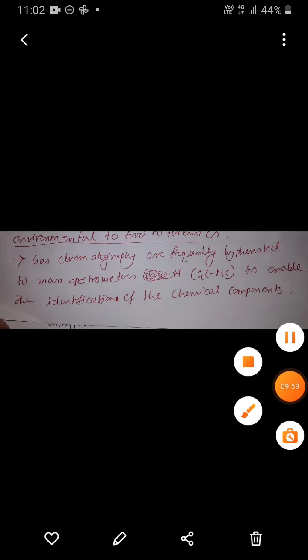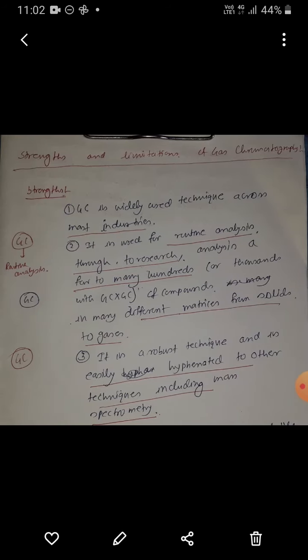Another important thing you need to remember is that the components we want to analyze with gas chromatography should have a volatile nature, and they should be thermostable, otherwise the compound will be degraded due to the hot GC temperature. So I hope you have understood well what I have tried to discuss with you.